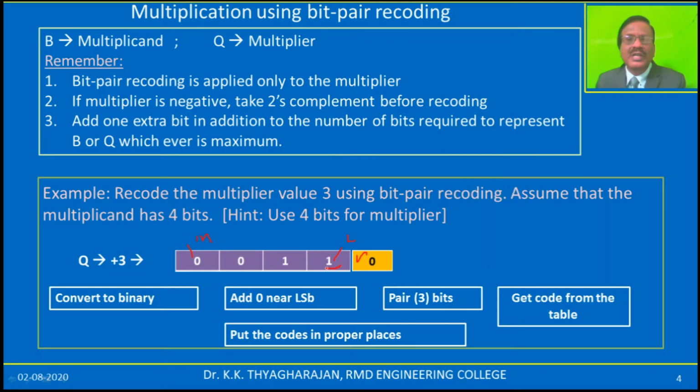I want to record this one. So this is the ith bit, this is the I plus 1 bit, and this is the I minus 1 bit. Now I have to combine these three and I should get one number. How to get it? This can be obtained only from the table.